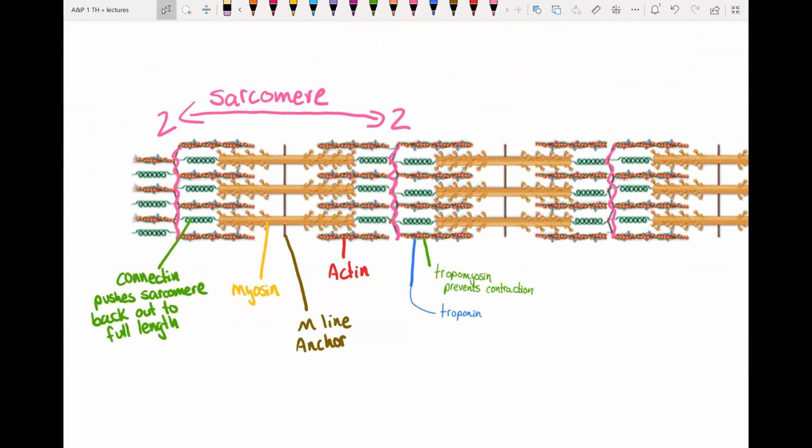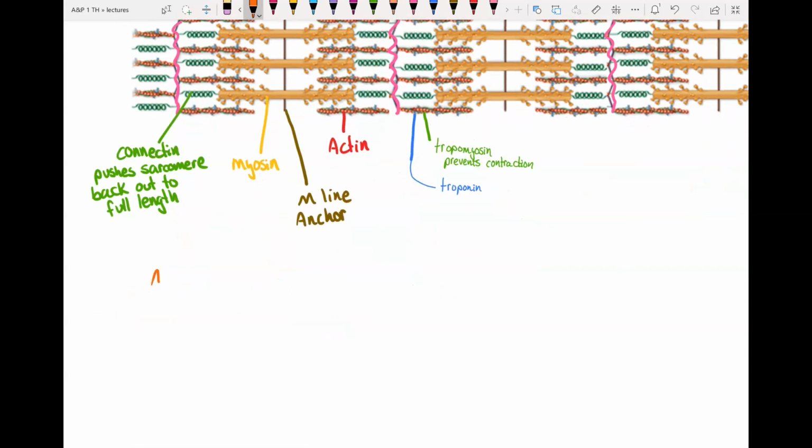Okay, so those are the basic parts of a sarcomere. Now we know that the sarcomere is going to get shorter. And we know that the borders of the sarcomere are the Z disc. We know that the M line is the anchor. So the basic way that a sarcomere gets shorter is you have to move the Z disc in toward the M line. So we want the Z disc to go this way toward the M line. When they do, the sarcomere is shorter. So we're going to make this shorter.